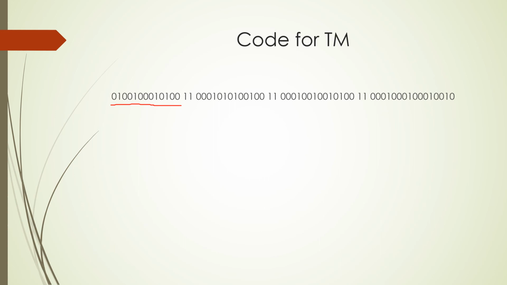We write the encoding of the first transition function followed by the encoding of the second transition function. In between, we'll have a separator, say double one. So double one acts as a separator between 2 transition functions. Similarly, we write the encoding of the third transition function, with double one as the separator between the second and the third. Like this we have written the encoding of all 4 transition functions with double one as the separator. Thus, we have encoded the Turing machine in binary format.